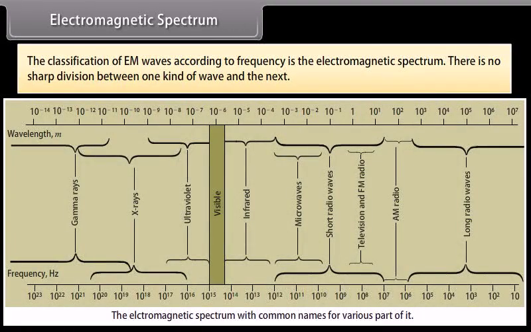Electromagnetic spectrum. The classification of EM waves according to frequency is the electromagnetic spectrum. There is no sharp division between one kind of wave and the next. The classification is based on how the waves are produced or detected. Let us describe these different types of electromagnetic waves in order of decreasing wavelengths.